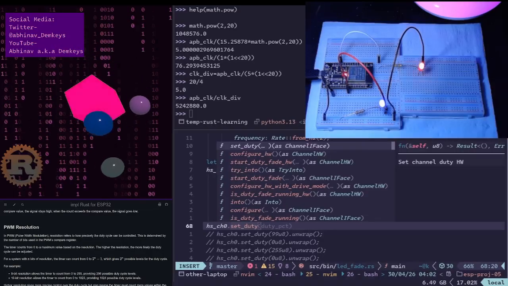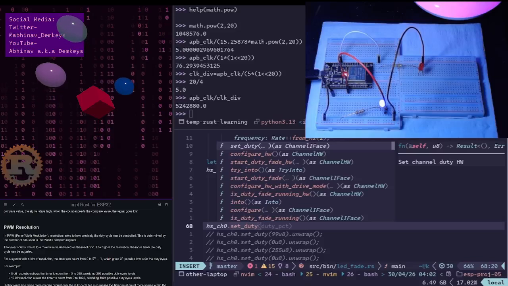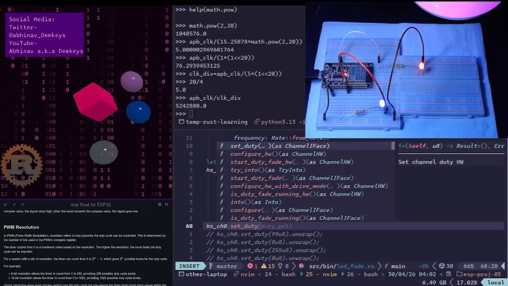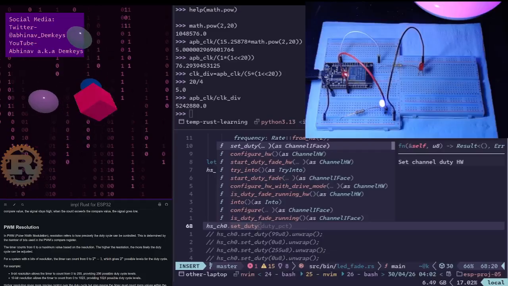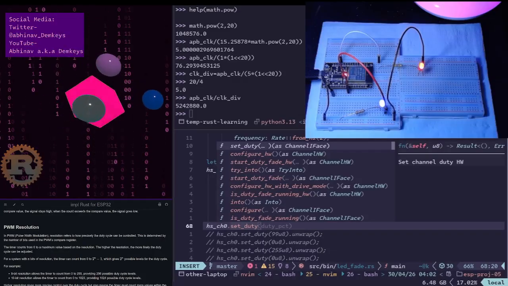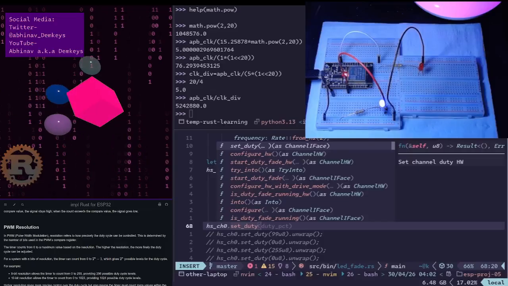Whether it takes a 0 to 100... what am I trying to say here? I'm losing my words. Whether it takes a 0 to 100%. Oh yeah. So in terms of range, what is set duty taking?